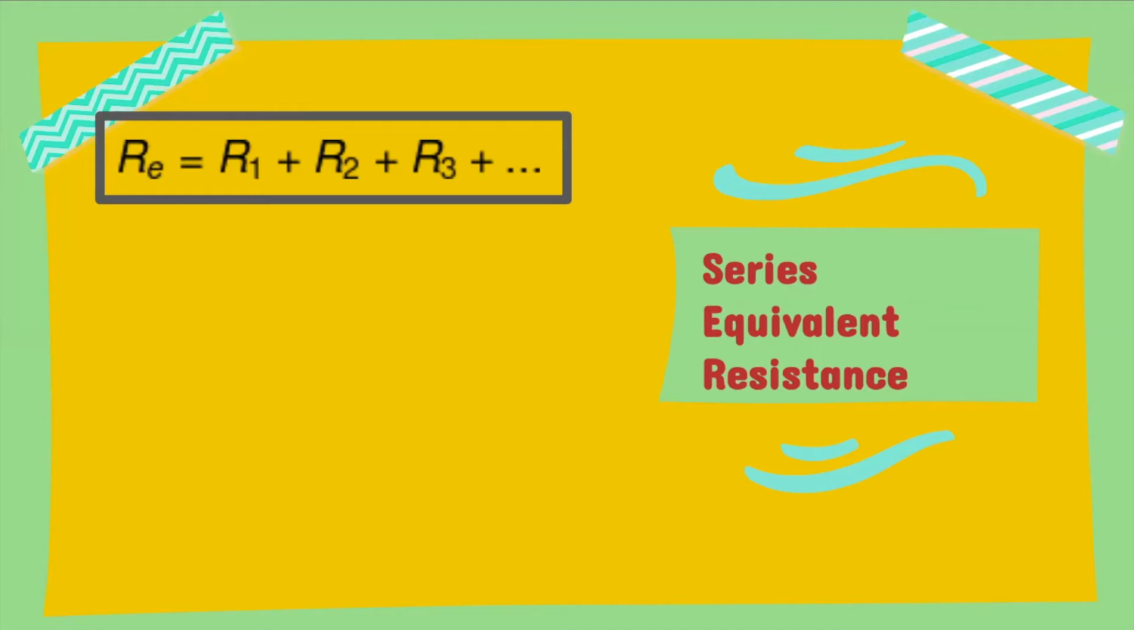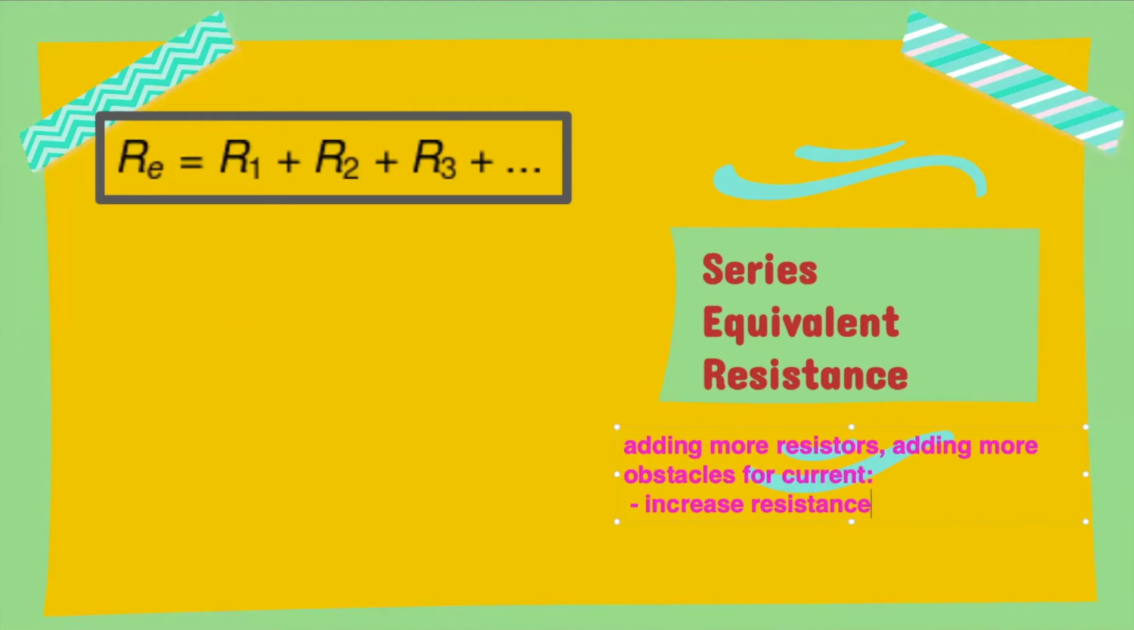Now, why is that? Your series equivalent resistance is increasing every time you add a new resistor. Think of adding more resistors like adding more obstacles for current. So when you add more resistors in a series circuit, you increase the resistance, you decrease the current because it's harder for electrons to flow, and decreasing current means there are fewer particles carrying energy to the system. So there will be less power.